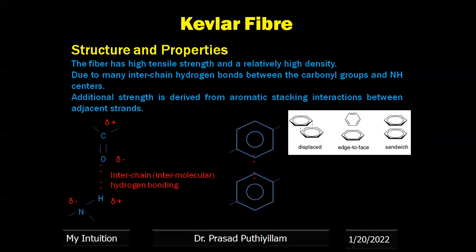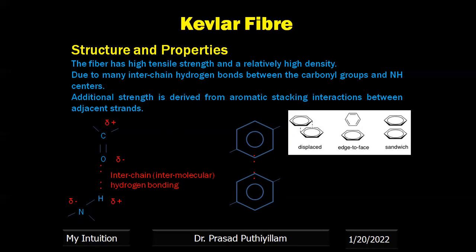It can be a displaced type of interaction. It can be an edge to face interaction. It can be a sandwich type interaction. But when two aromatic molecules come closer to each other, they have aromatic stacking interaction. Because of that stacking interaction, they are more attracted to each other. Therefore, again, it improves strength. If you want to break this molecule, we need not only break the other bonds, we also have to give extra energy to break the hydrogen bonds as well as this aromatic stacking interaction. That extra energy indicates the strength of that polymer.